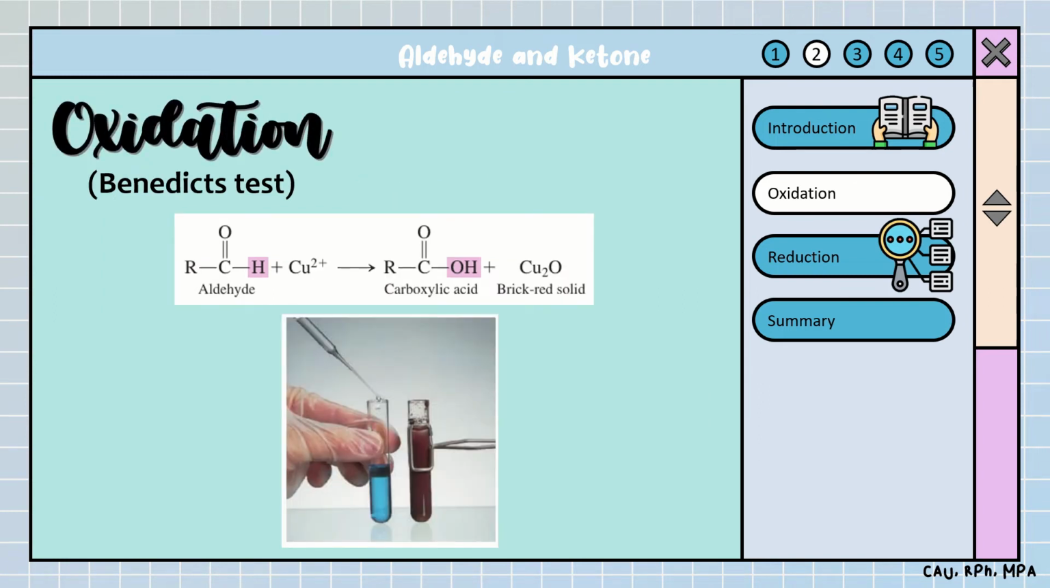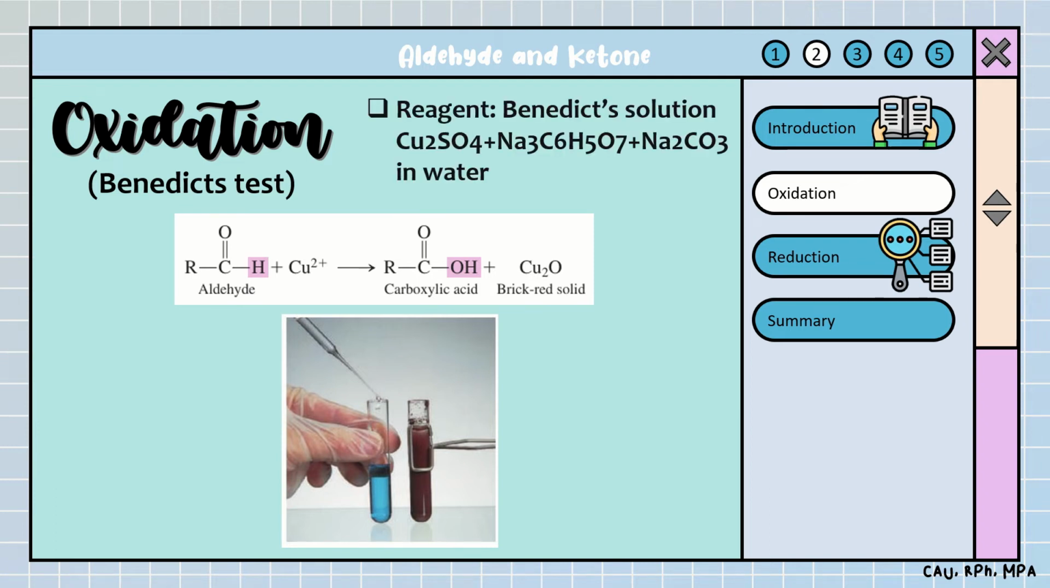Another test for the differentiation between aldehyde and ketone, we have the Benedict's test. Benedict's test is similar to the Tollens test in that a metal ion is the oxidizing agent, in which if the Tollens test is the silver ion, our Benedict's test is the copper ion.